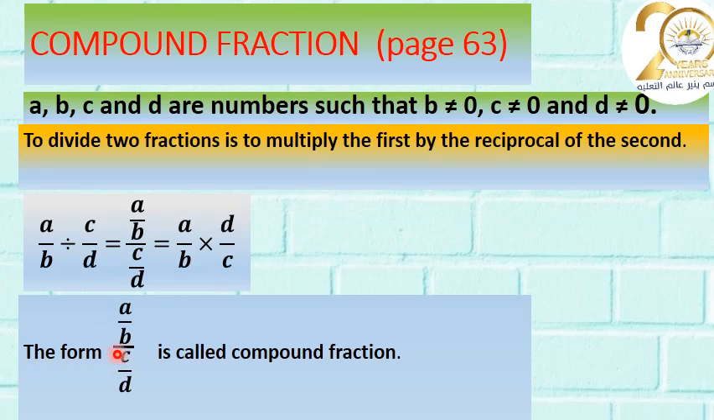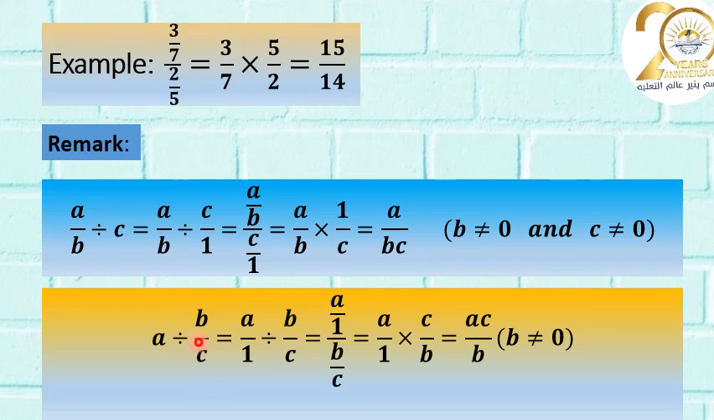The form of the compound fraction is a over b, all of it over c over d. So an example for it, 3 over 7, all of it divided by 2 over 5. So it's equal to 3 over 7 here times 5 over 2. So it's equal to 3 times 5, which is 15, over 7 times 2, which is 14.